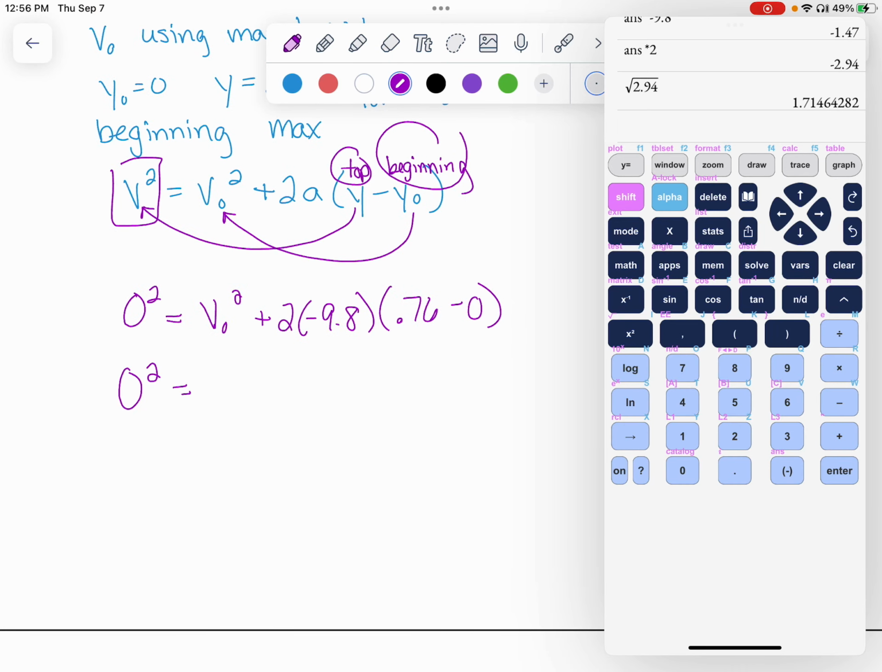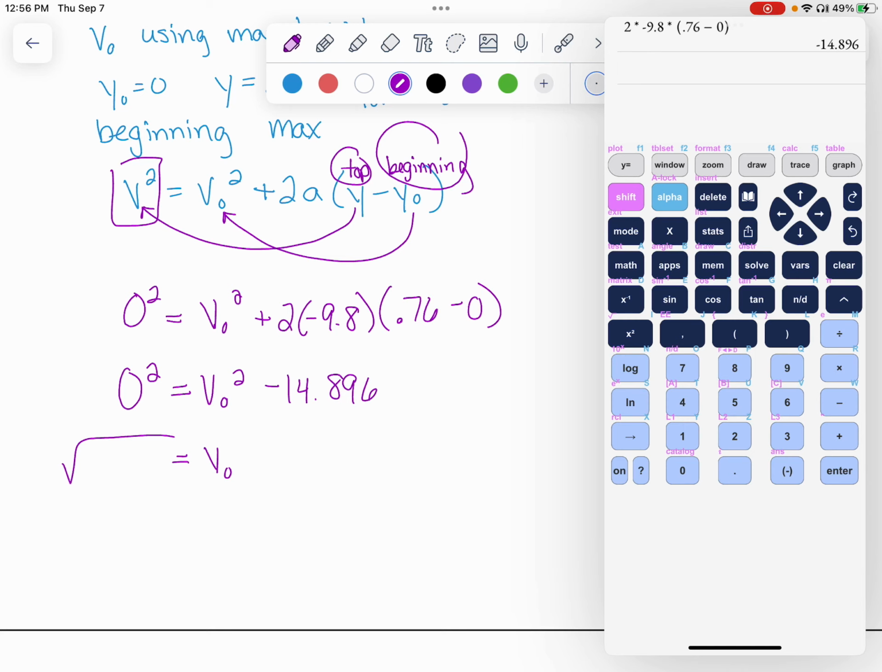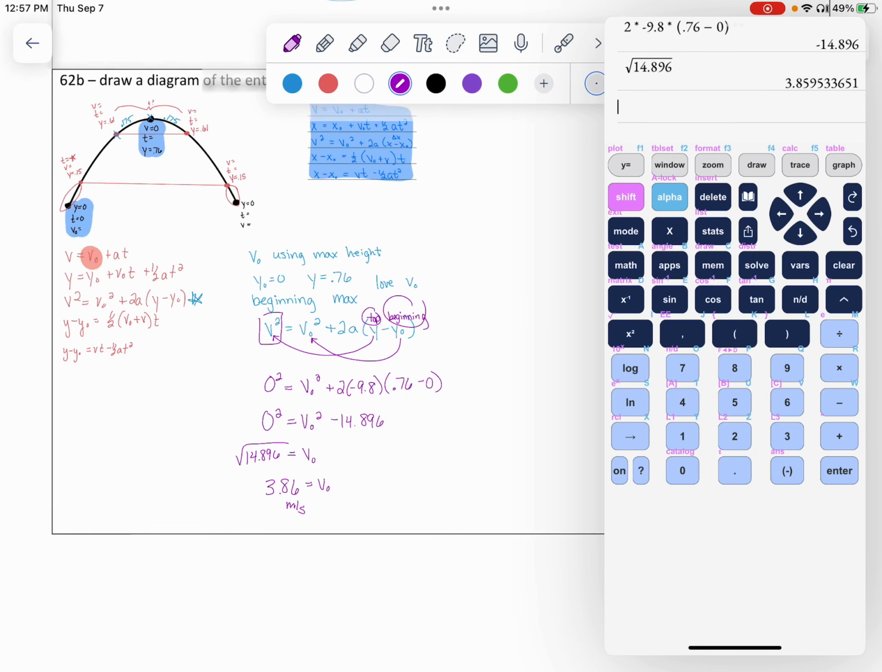All right, so it's 0 squared, original velocity squared. Let's do 2 times negative 9.8 times quantity of 0.76. So negative 14.896. I'm keeping all my decimals until I solve. So I just essentially need to take the square root of that 14.896 when I move it over. So my original velocity at the beginning of the problem, if we're doing three significant figures, is 3.86.